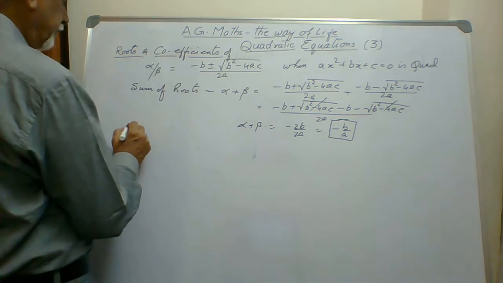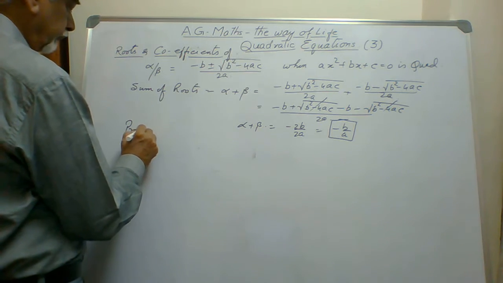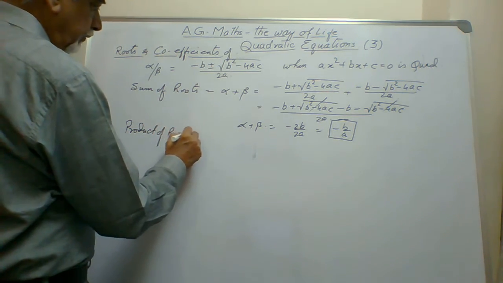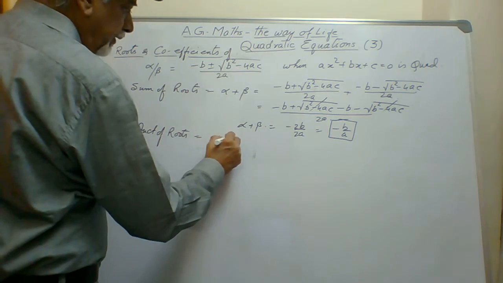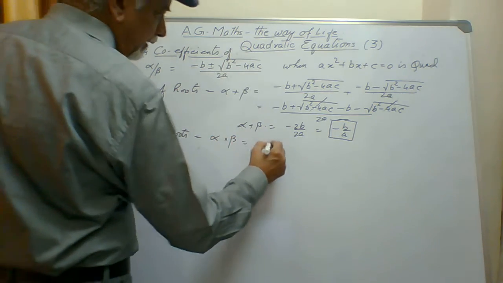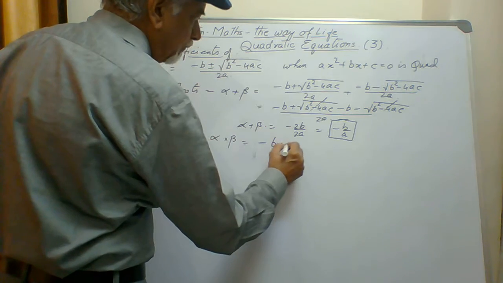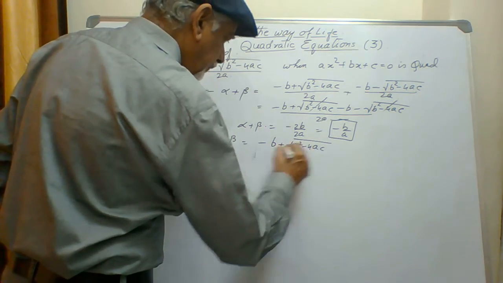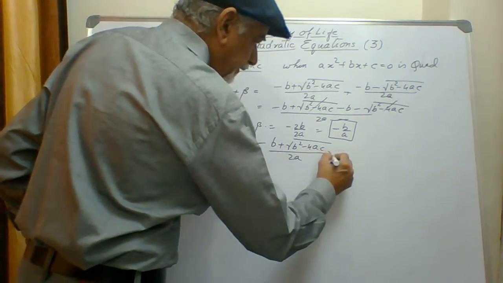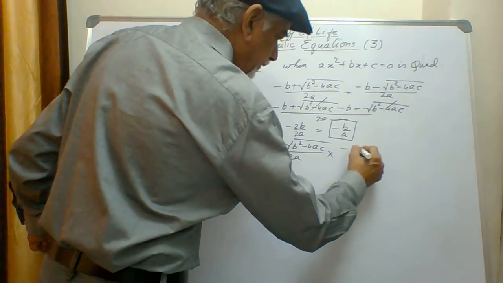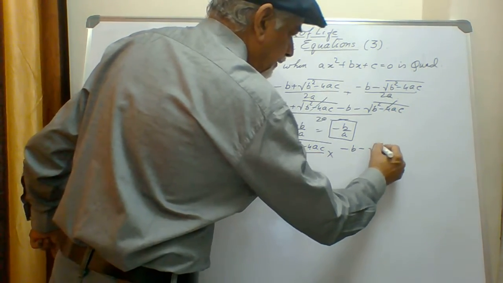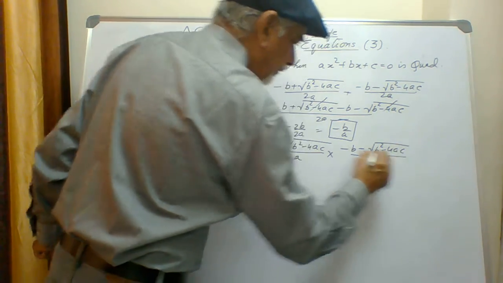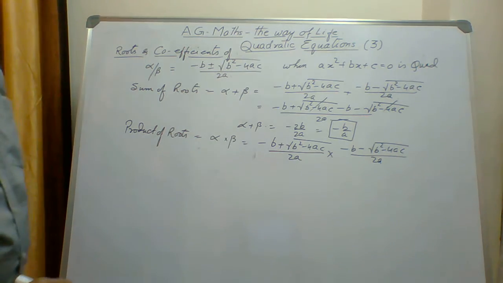Now if I write the product of roots, that means I have to write alpha into beta. That is minus b plus root over b square minus 4ac over 2a multiplied with another, minus b minus root over b square minus 4ac over 2a. These two terms are getting multiplied.